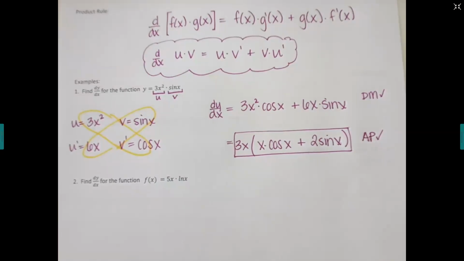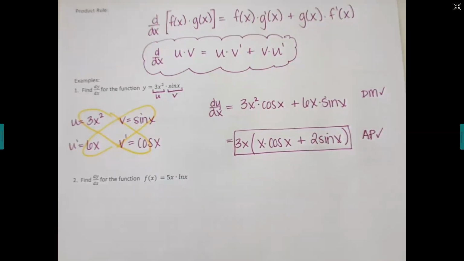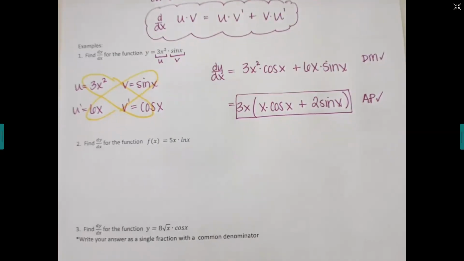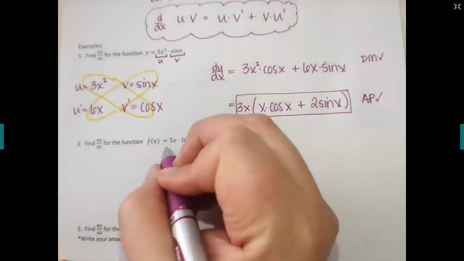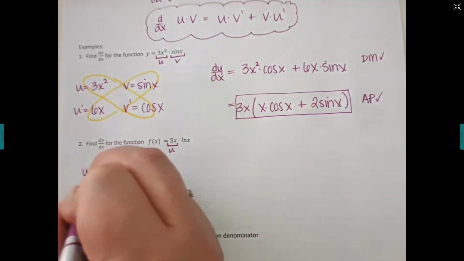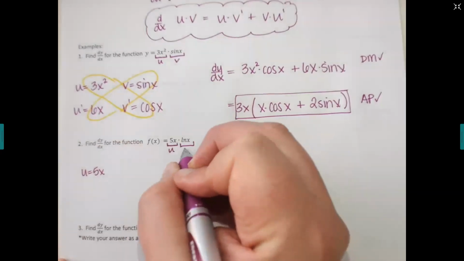Okay, let's go down to your second one. Okay, I want to find dy dx, that means the derivative of 5x ln x. Underline your pieces, take your derivatives separately. So my u is going to be a 5x, and my v is going to be an ln x.